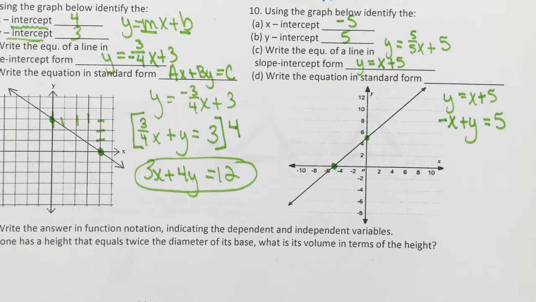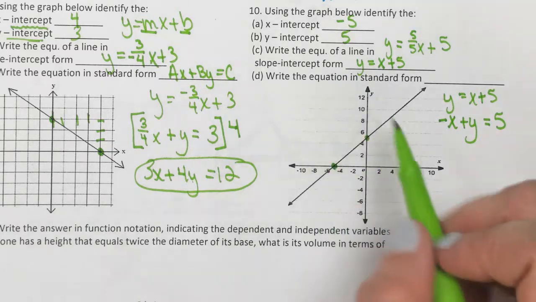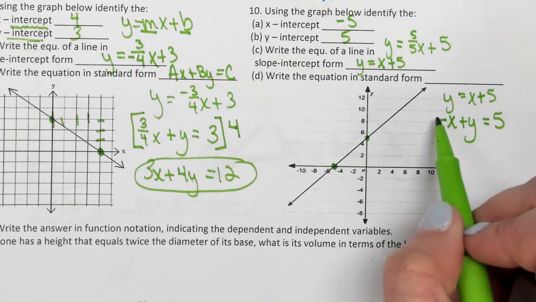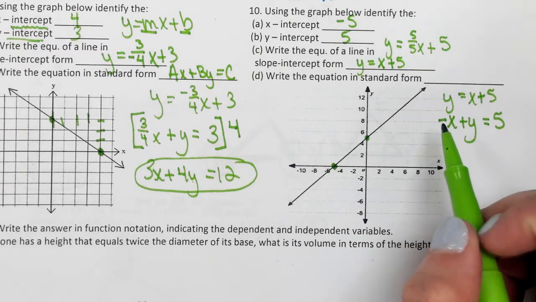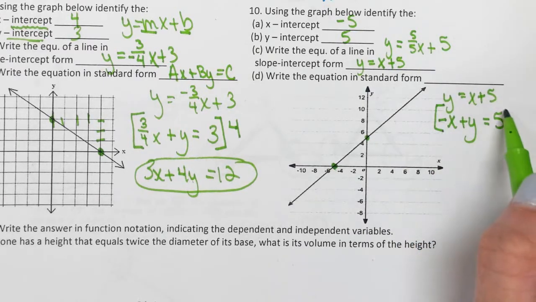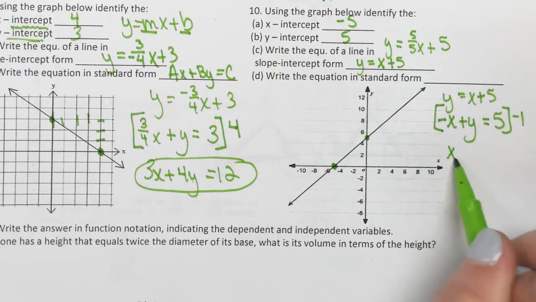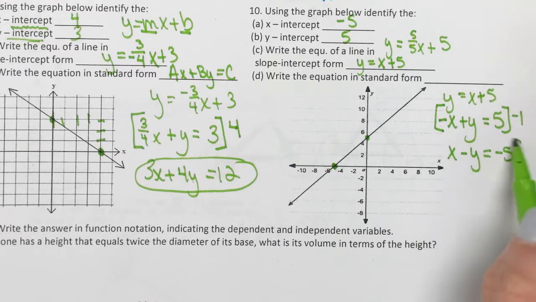You cannot have a fraction and you cannot have a leading negative coefficient. How do we get rid of this negative as a leading coefficient? Multiply or divide by -1. It doesn't matter because it's all going to be the same, okay? I'm just going to multiply. And so that would be X minus Y equals -5.